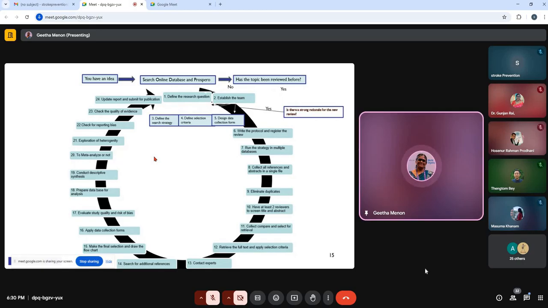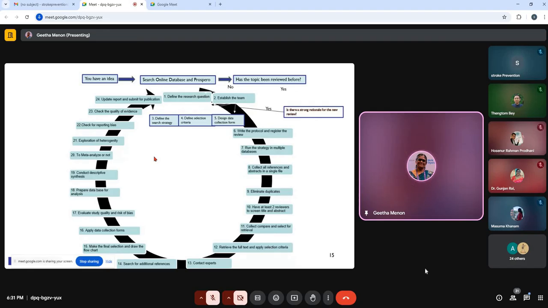So if you see the screen here, it is actually a chakra view. I tell people that if you want to do a systematic review, you have to enter this chakra view like Abhimanyu. So what happens is you start with an idea, and then that idea a reviewer has, he has to search the online databases and see whether a systematic review on that particular topic has been done before or not. And if there is no such review that has been published on the internet, then that person can take that topic for a systematic review.